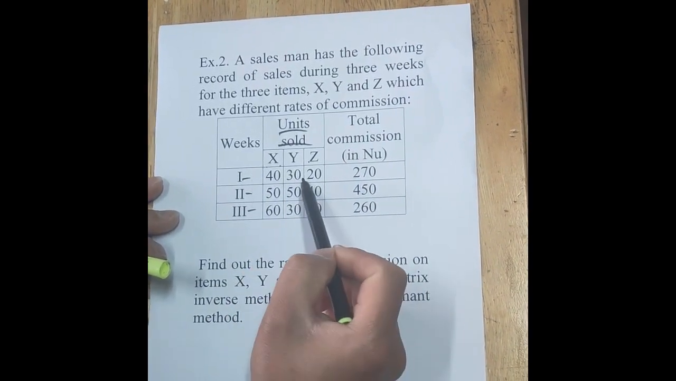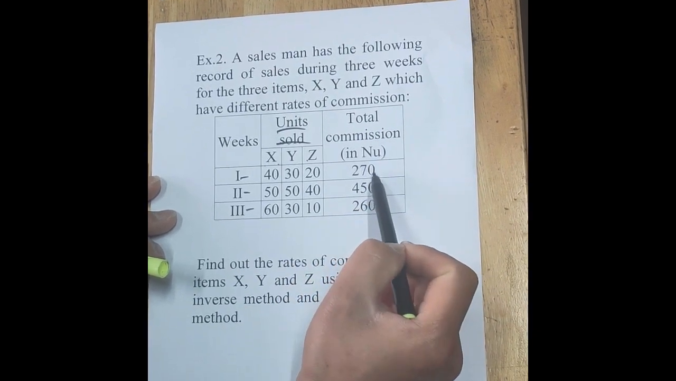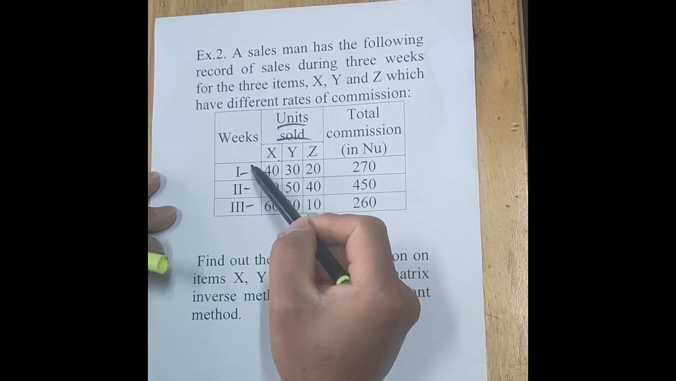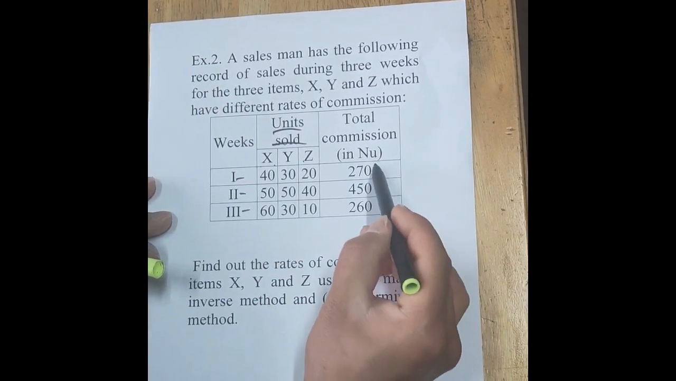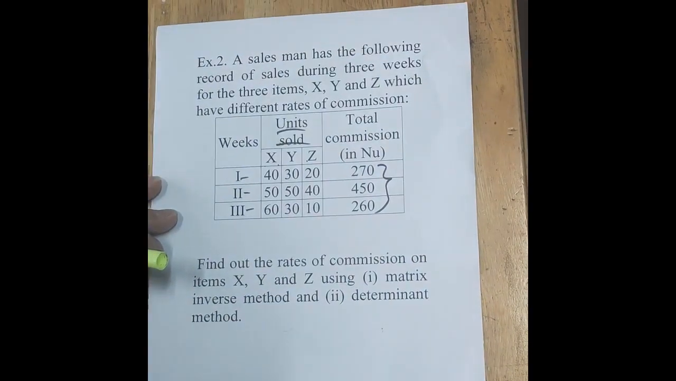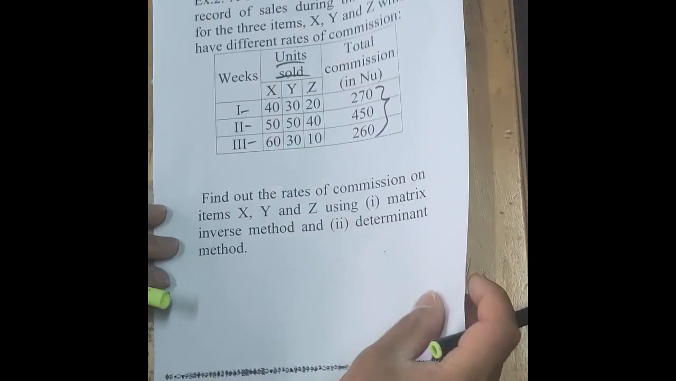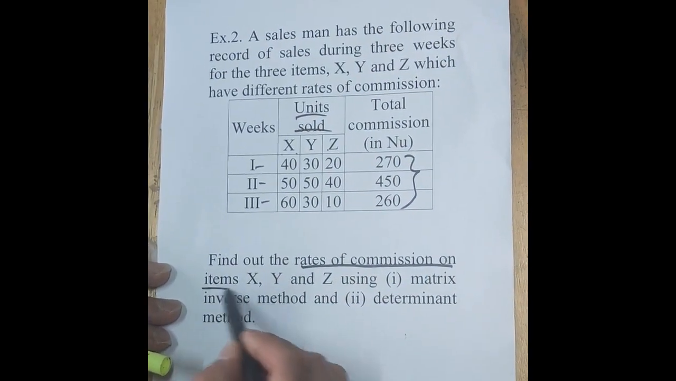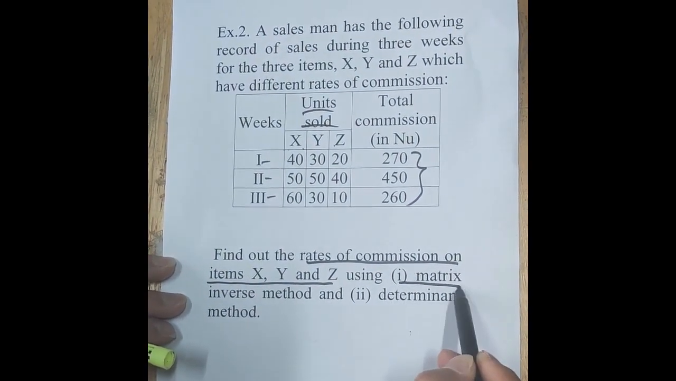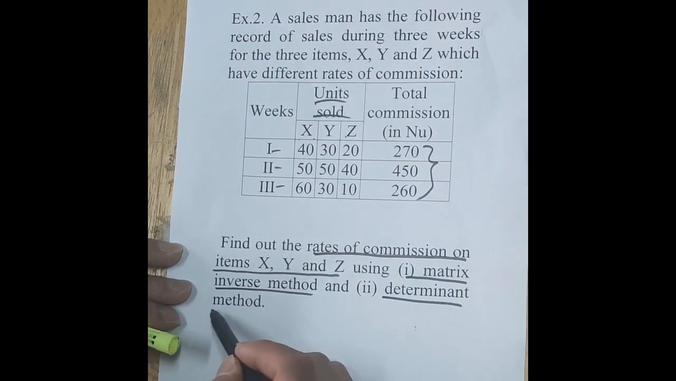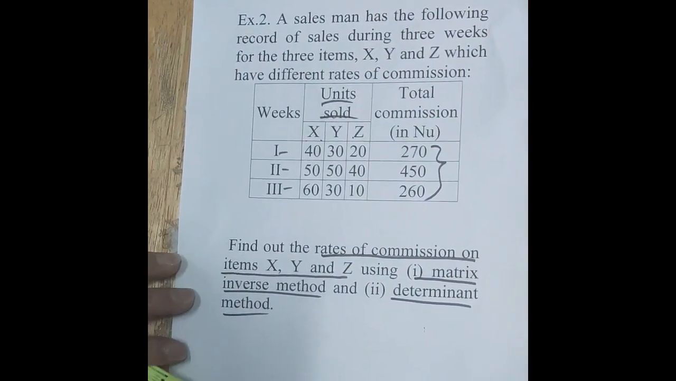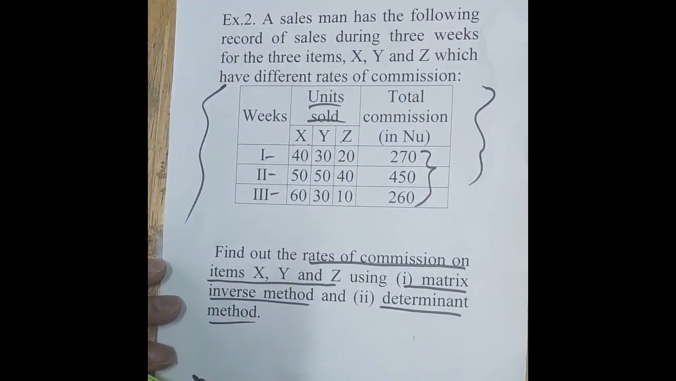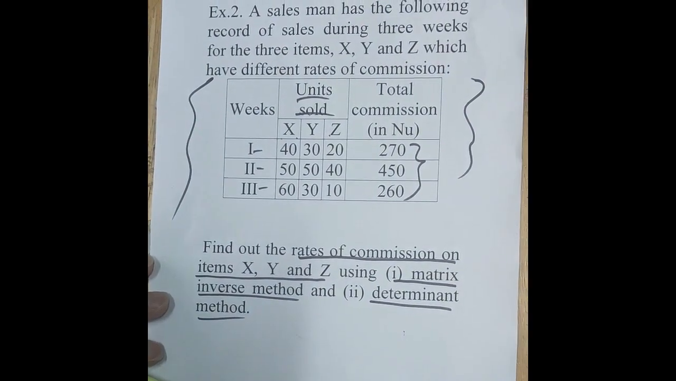In the first week, what is the total rate of commission? The total amount of commission is given in Ultram, and similarly for the second and third weeks, the commission is given. Our question is, find out the rates of commission on the items X, Y, Z using the matrix inverse method and the determinant method. So you have 2 sub-questions. You have to solve this problem using the matrix method, and second, using the determinant method.